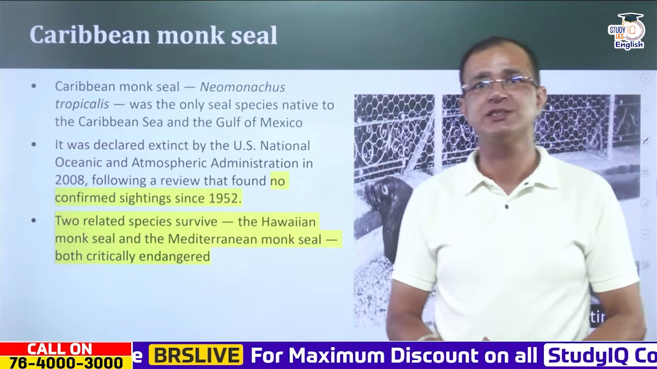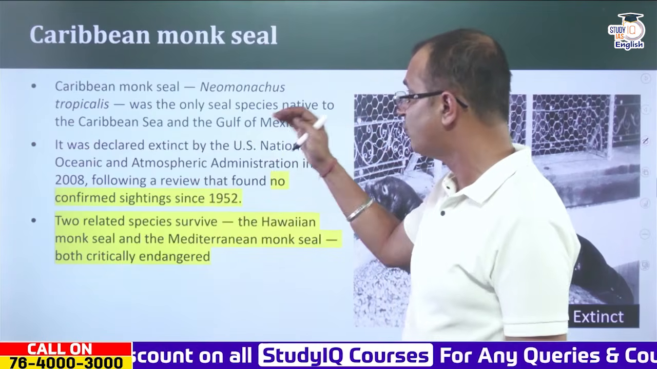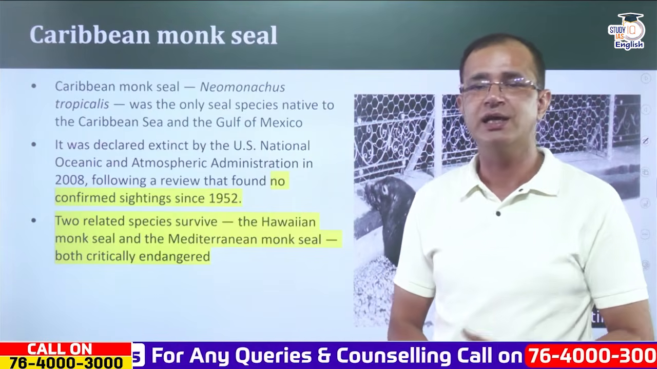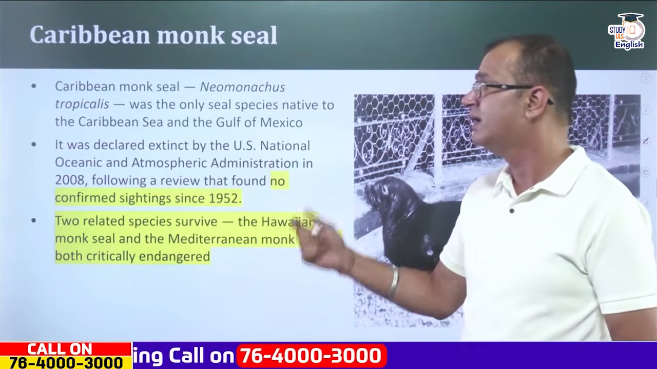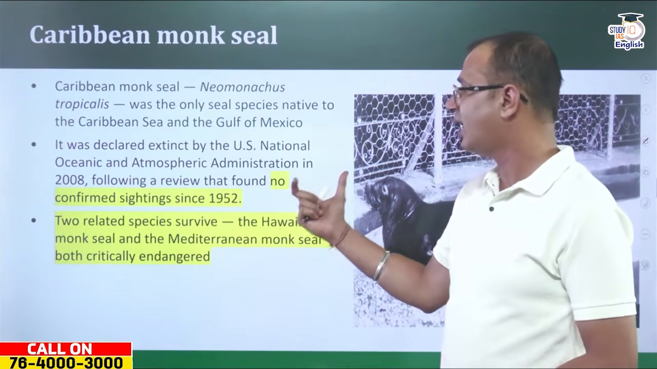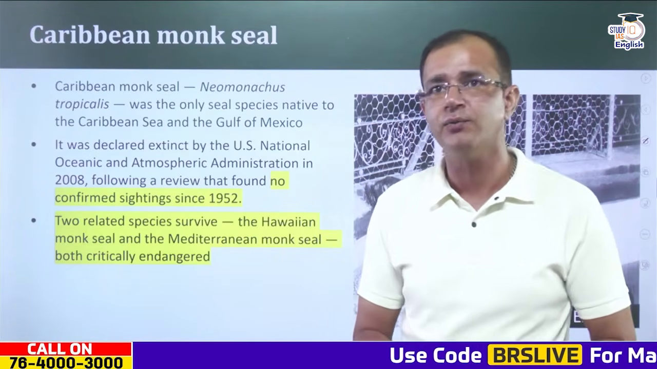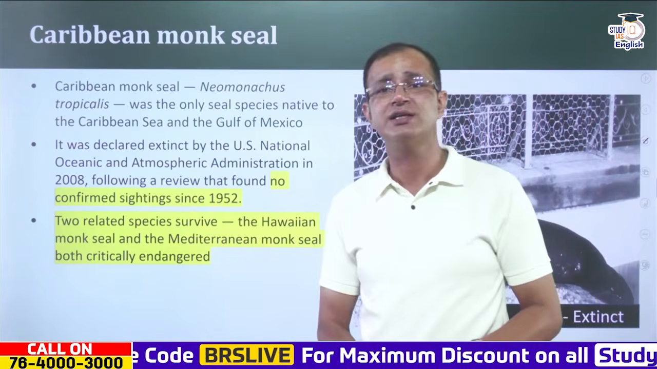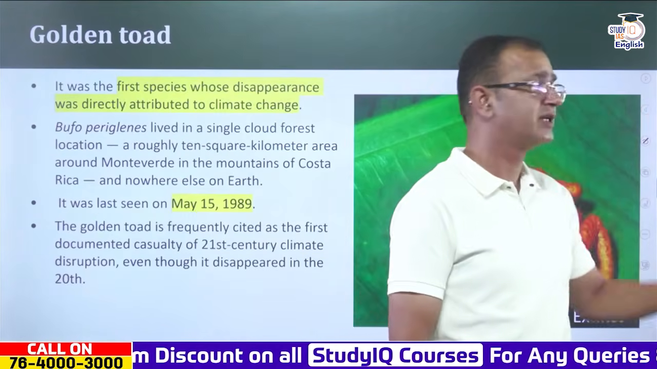Now, the next species that we lost is the Caribbean monk seal. The Caribbean monk seal was the only seal species native to the Caribbean Sea and the Gulf of Mexico. It was declared extinct by the US NOAA, the National Oceanic and Atmospheric Administration, in 2008, following no sightings of the monk seal since 1952. There are two related species that survive right now, the Hawaiian monk seal and the Mediterranean monk seal. Both are in the critically endangered category in terms of IUCN status.